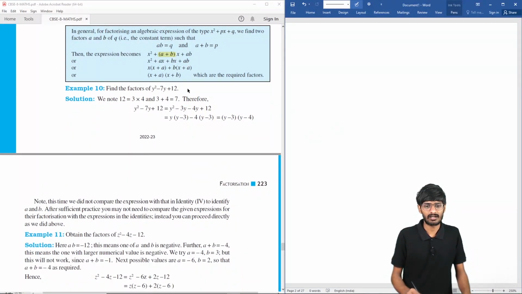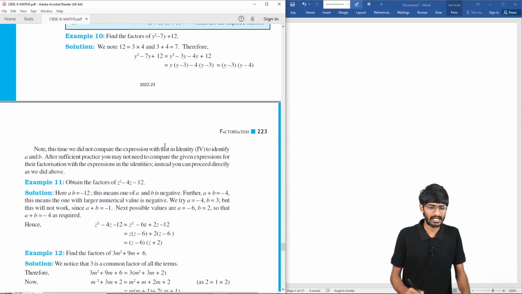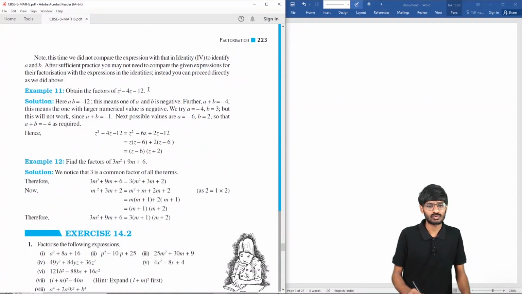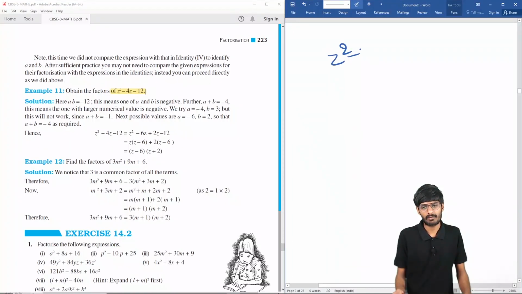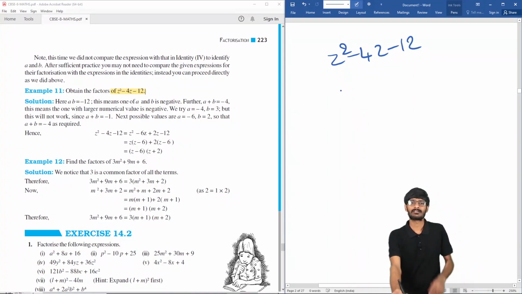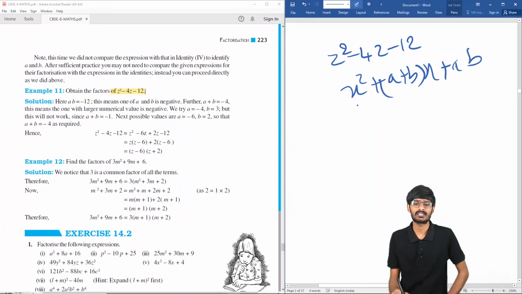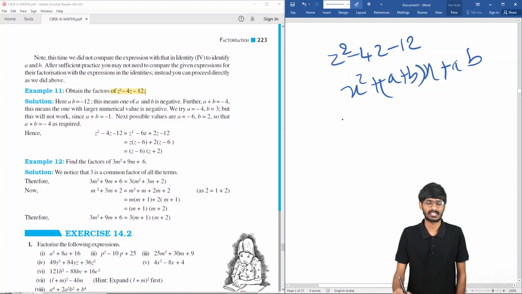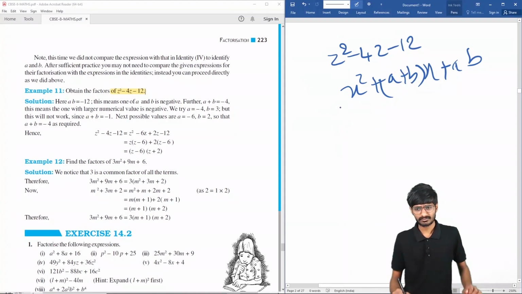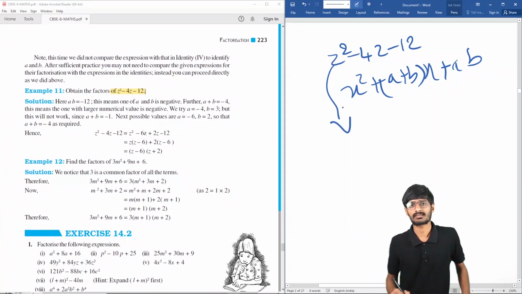Here is another one you have to try, and I will help you find out this value, that is z square minus 4z minus 12. So it is also like x square plus a plus b into x plus ab. There is z square in terms of x, there is z, that is the only difference here, students. So how can we do this task?